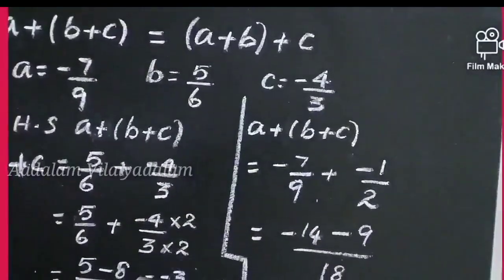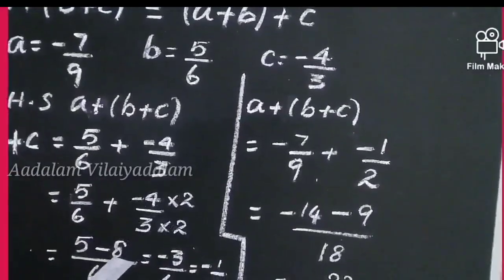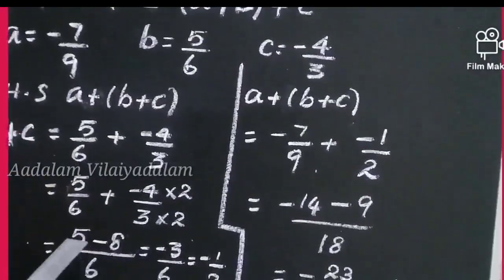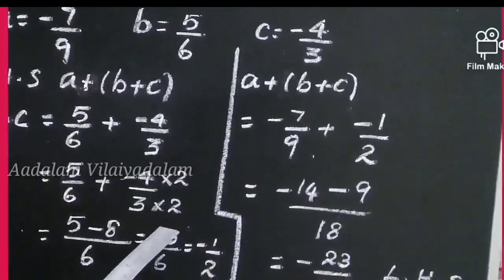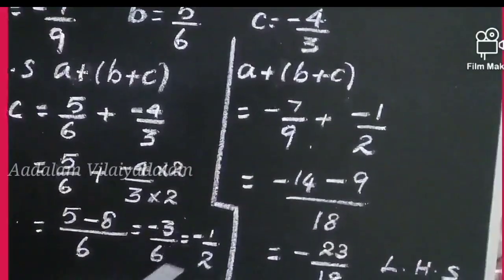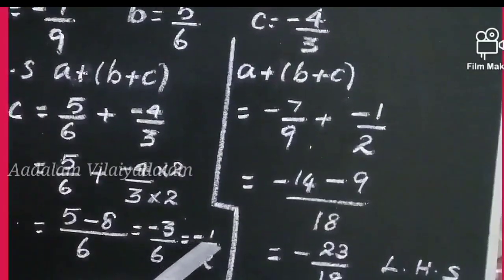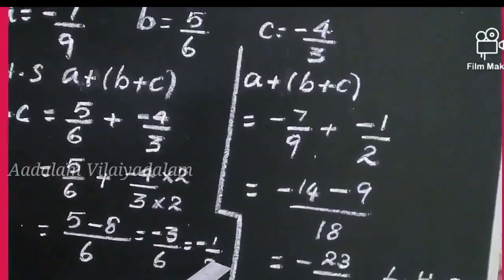So the common denominator is 6. The first numerator value is 5, plus into minus, minus 4 2s are 8. 5 minus 8, the answer is minus 3. So minus 3 divided by 6. Here cancellation, 3 1s are 3, 3 2s are 6. So minus 1 by 2. So B plus C value is minus 1 by 2.